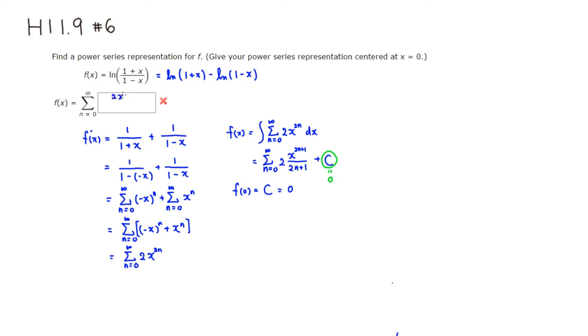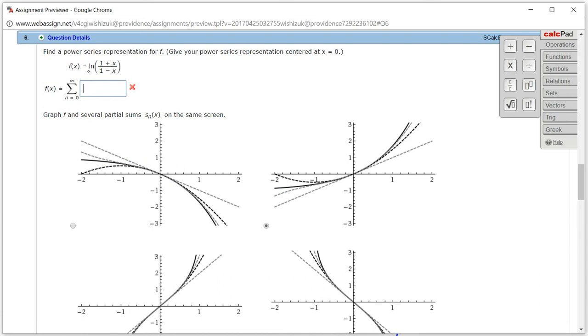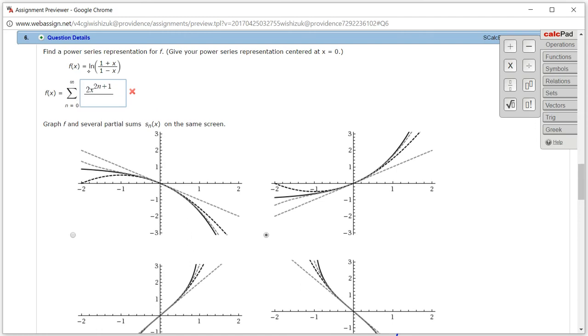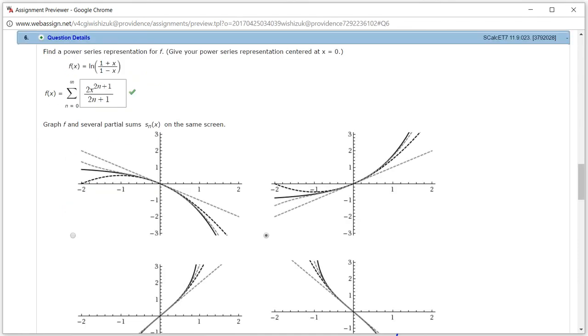Then you have x to the 2n plus 1 over 2n plus 1. All right, so let's type it in, see if it's correct. So you have 2x to the 2n plus 1, then divided by 2n plus 1. Right, so let's submit for testing. All right, looks like we got this one correctly.